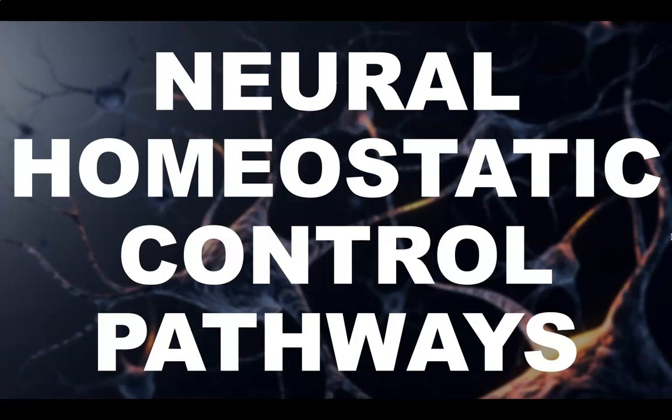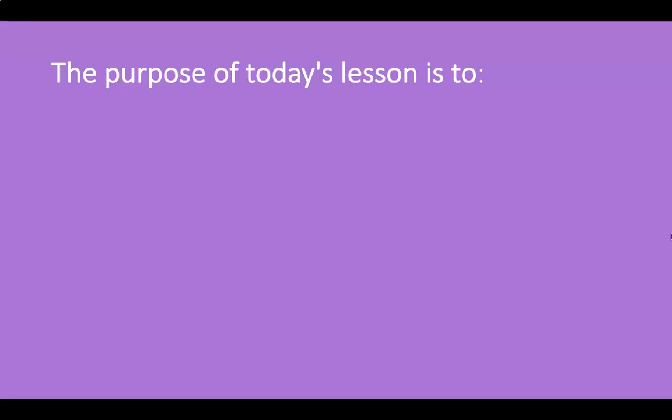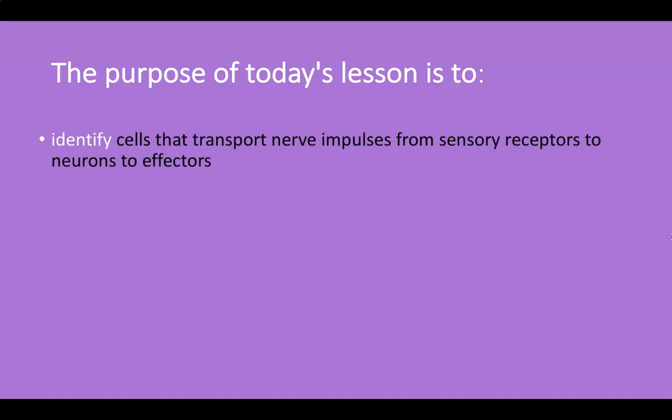So today we're looking at how the central nervous system, how electrical impulses, messages sent throughout our body, play a pivotal role in homeostasis. So the learning goals for today are, let's get into it. First up, to identify these cells that transport nerve impulses throughout our body.